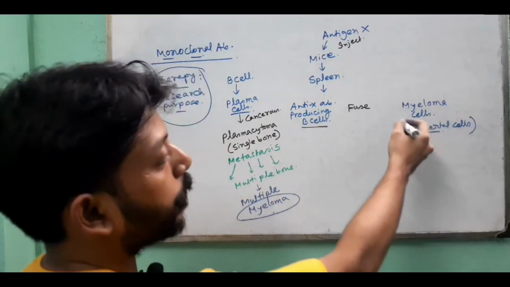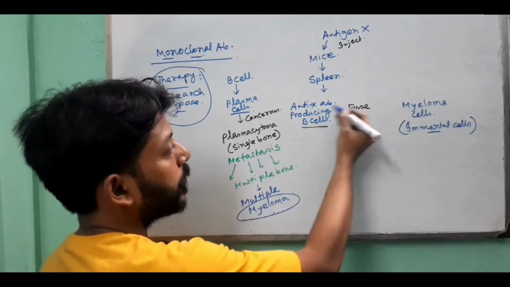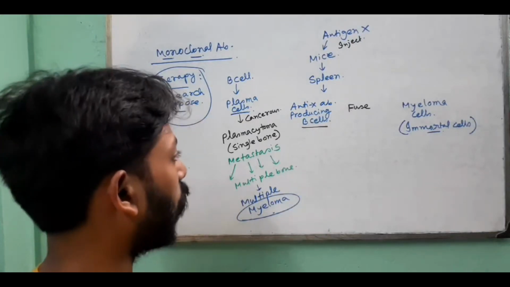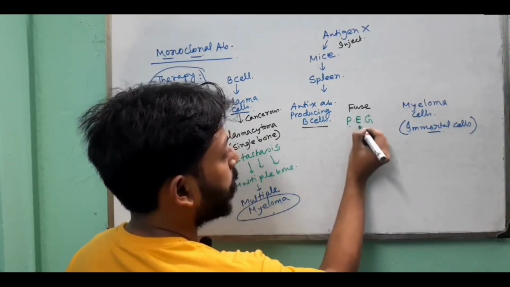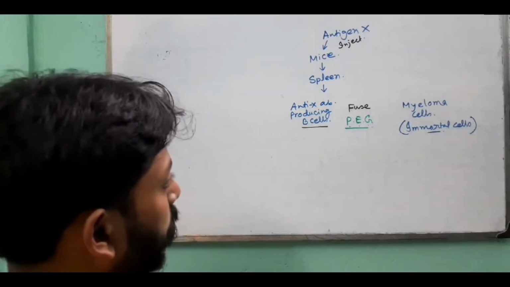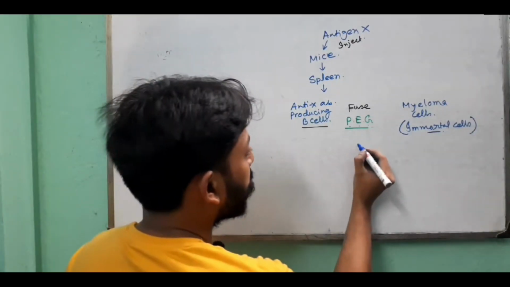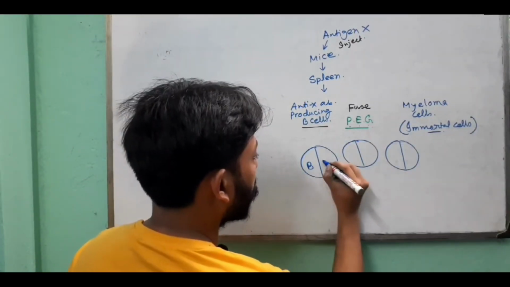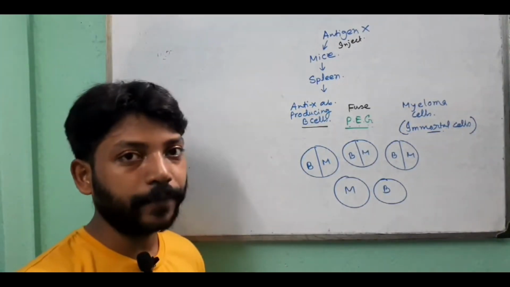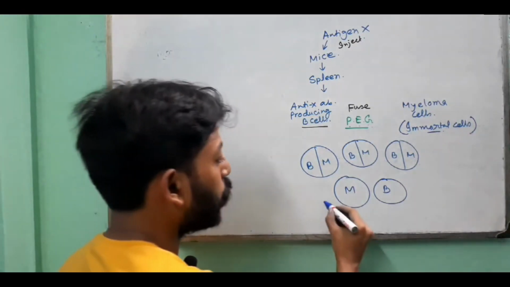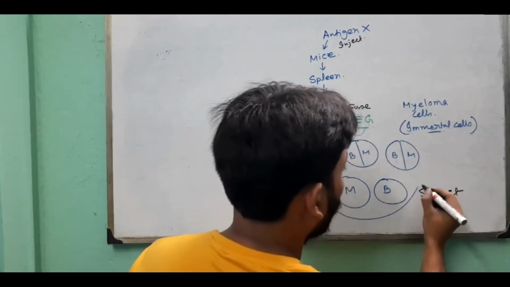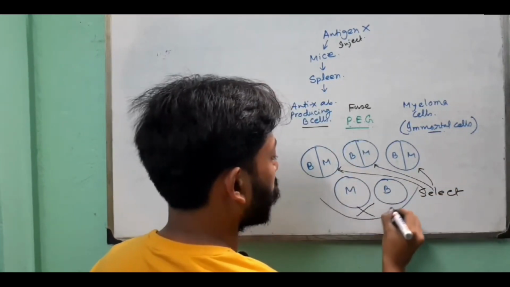So we have chosen this myeloma cell and we have to fuse these cells with the anti-X producing B cells. For the fusion, we use a chemical called PEG, polyethylene glycol. This chemical helps to fuse cells. After fusion, what happens? Some cells become fused, a B cell with a myeloma cell, but some cells remain not fused. To select only those fused cells, they have to go through a selection process. So we have to select only these cells and remove the other cells.